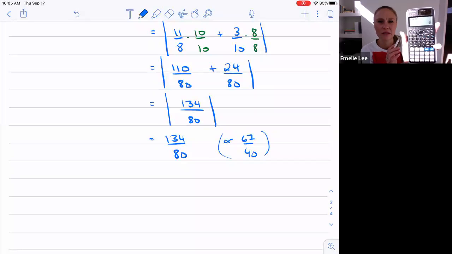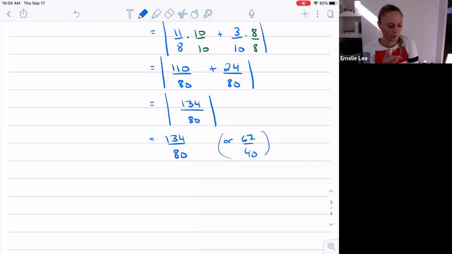Let's see here. If you just plug it in, it's not that bad, but I would just leave it as 134 over 80. Good. Any questions so far? Okay.